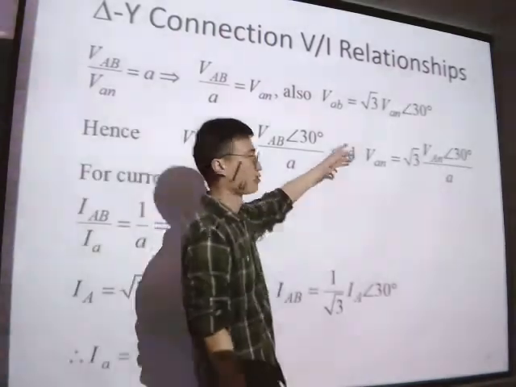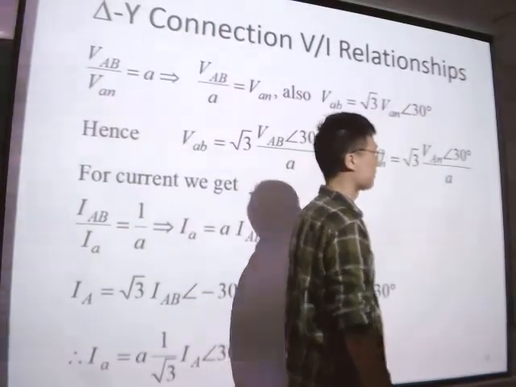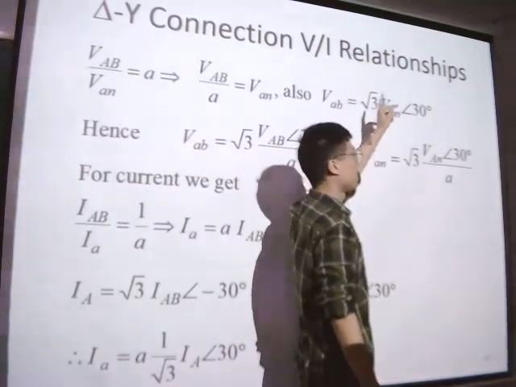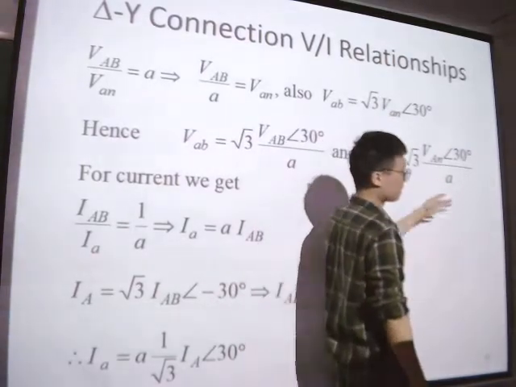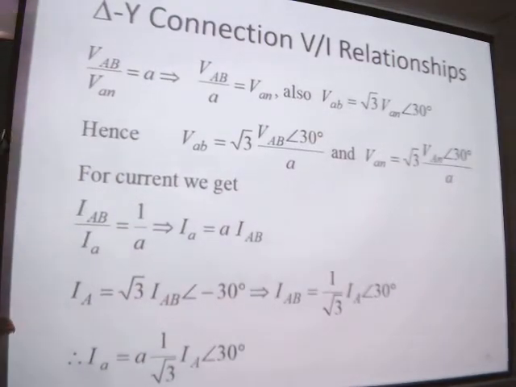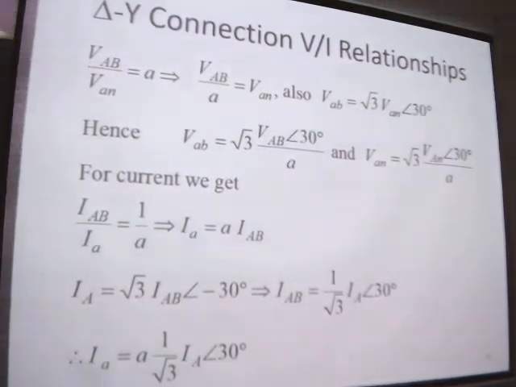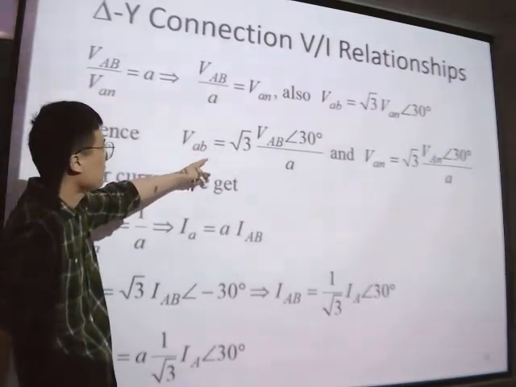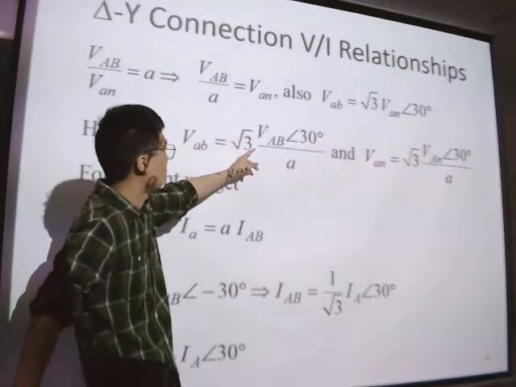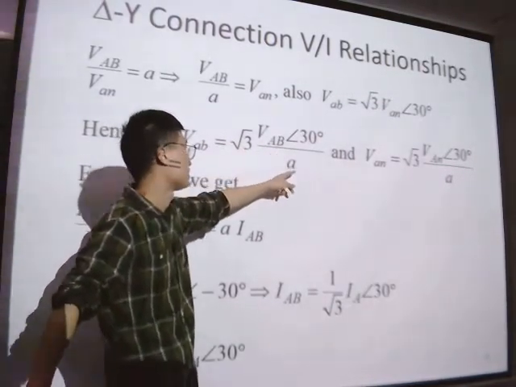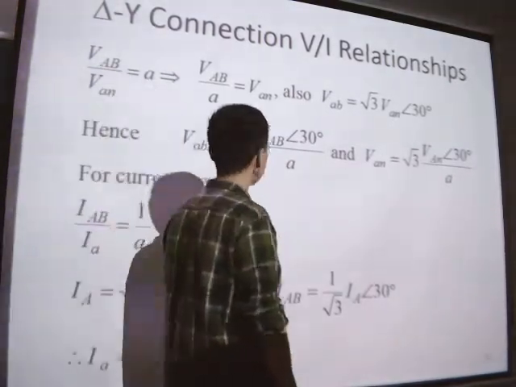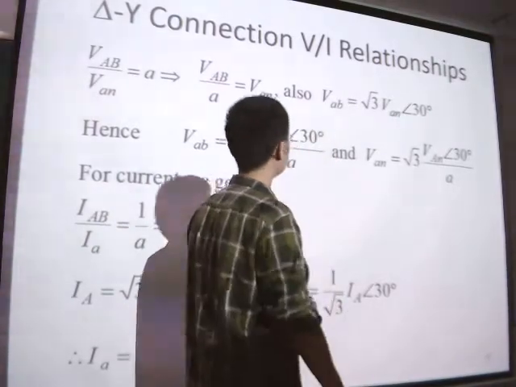But here, you can see there is the angle shift, the phase shift, right? VAB is equal to the square root of 3 times the magnitude, with a positive 30 degree shift. So this VAB is equal to the square root of 3 times this, divided by the ratio of the turns, and VAN is equal to this.